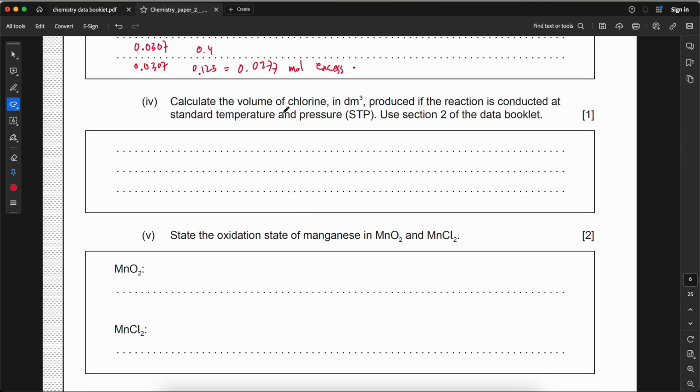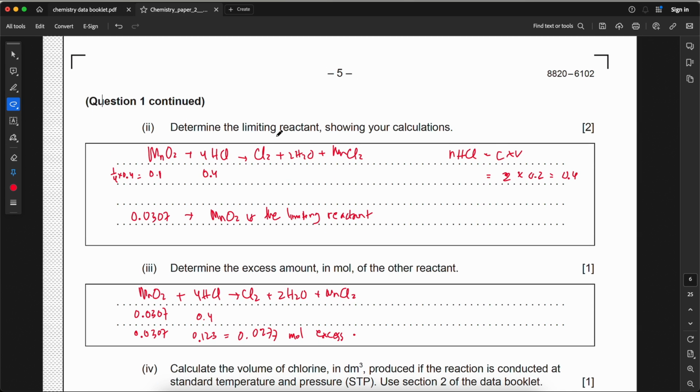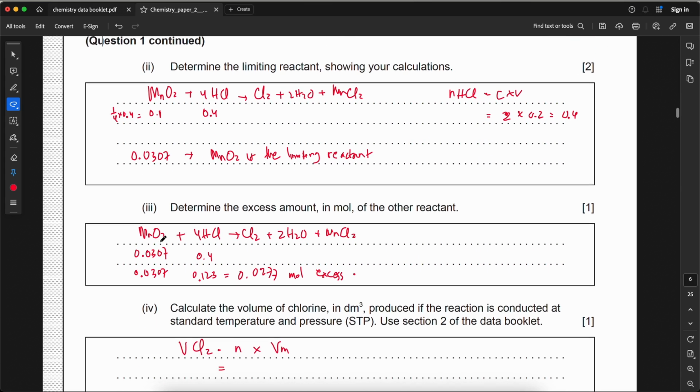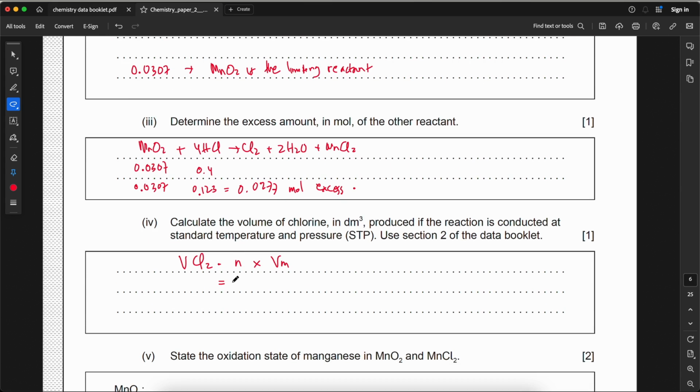Calculate the volume of chlorine in decimeter cube produced if the reaction is conducted at standard temperature and pressure. To calculate volume of Cl2, we need mole times Vm. And now we see on the reaction, Cl2 has the same coefficient as MnO2. Therefore, it has the same mole as MnO2. So it's 0.0307 times 22.7, which is 0.697 decimeter cube.